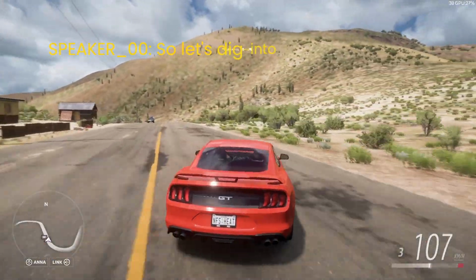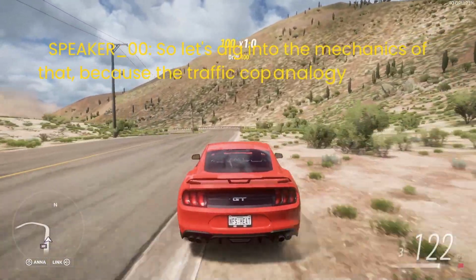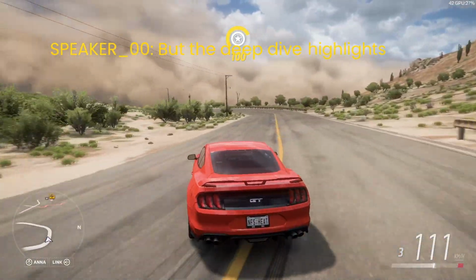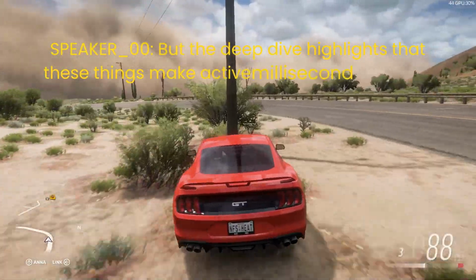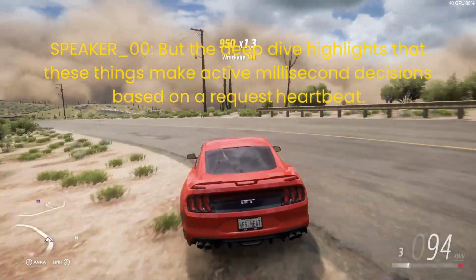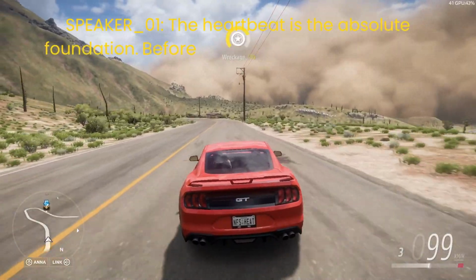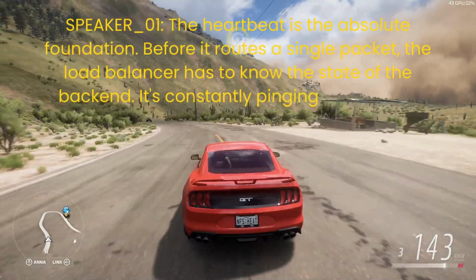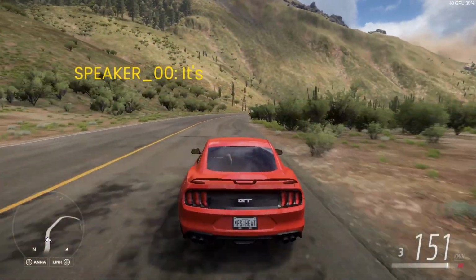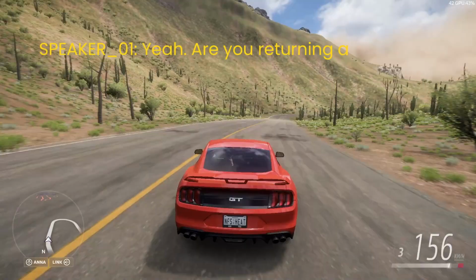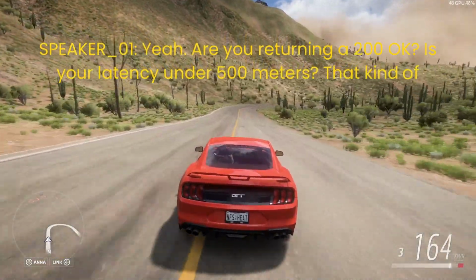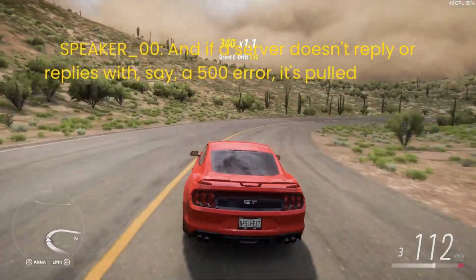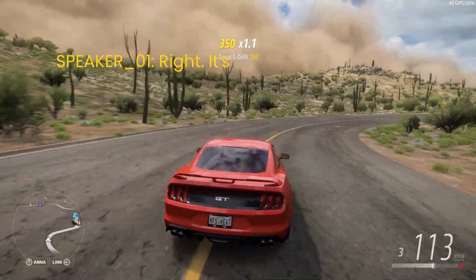So let's dig into the mechanics of that, because the traffic cop analogy suggests it just waves cars through. But the deep dive highlights that these things make active millisecond decisions based on a request heartbeat. The heartbeat is the absolute foundation. Before it routes a single packet, the load balancer has to know the state of the backend. It's constantly pinging the servers. These are called active health checks. It's just asking, are you okay? Are you returning a 200 OK? Is your latency under 500 milliseconds? That kind of thing. And if a server doesn't reply or replies with, say, a 500 error, it's pulled from the rotation immediately. It's essentially automated damage control.